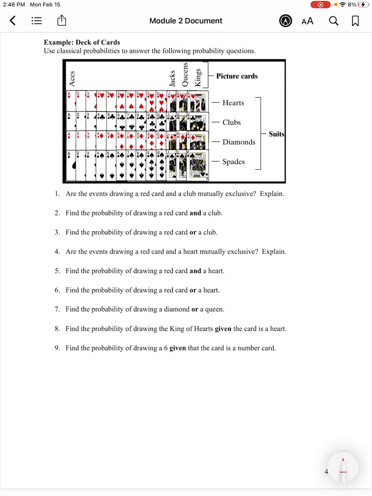Now we're going to look at the deck of cards, and I went ahead and gave you the picture here of what the deck of cards looks like. Are the events drawing a red card and a club mutually exclusive? Well, that would be yes, because clubs are not red. Find the probability of drawing a red card and a club. So that would be 0. We're talking about one card here.